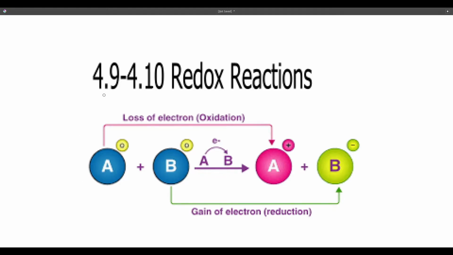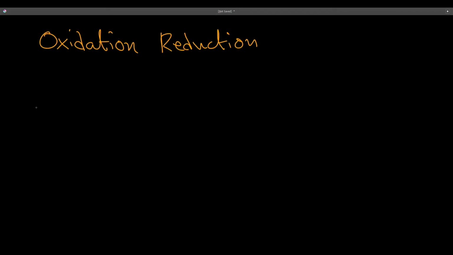In this video, we're going to be explaining lesson 4.9 and 4.10 redox reactions. We're going to be explaining them in the same video since they are heavily related. So the main basis of this entire chapter will be focused around oxidation reduction reactions. So an oxidation reduction reaction is any reaction where there is a transfer of electrons.